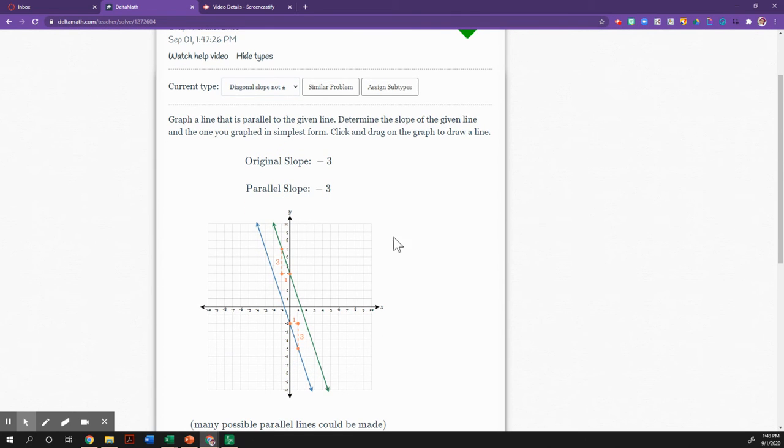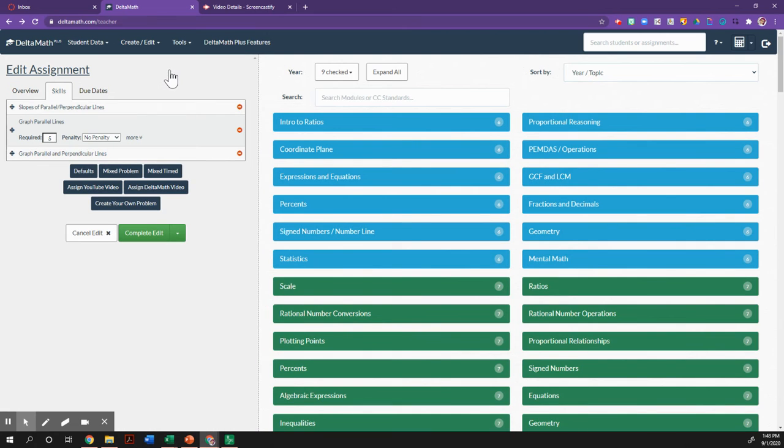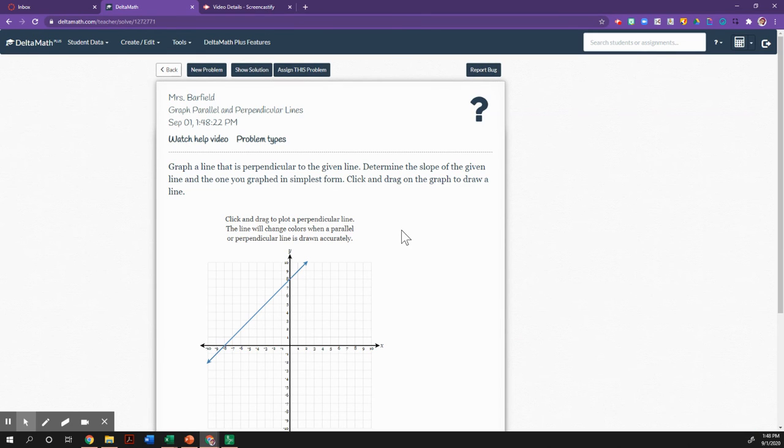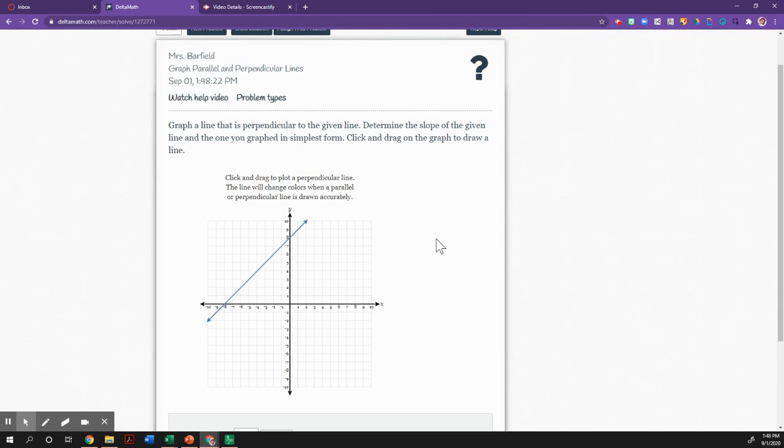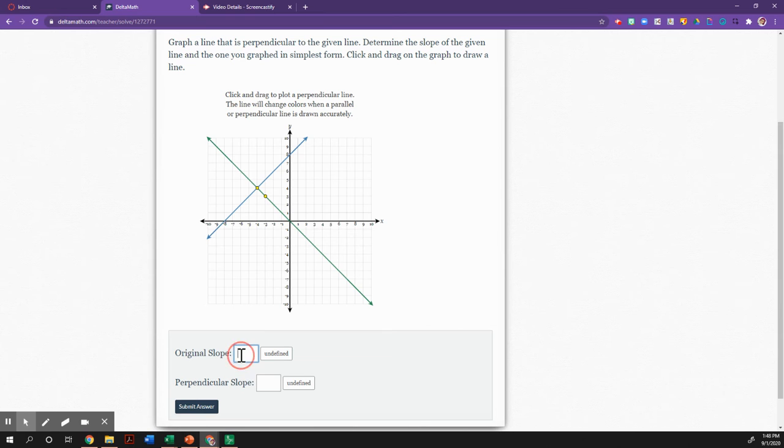All right, so since we're doing well on time, let's go ahead and combine our two videos. It says graph a line that is perpendicular to the given line. Now we know from the last type that for this one, it will turn a different color. So I'm right here. If I pick a point, because I know it has to cross it. That's the nice thing about being perpendicular. So I really just went along so you can see. Doesn't matter. There it is. All right. My original slope.